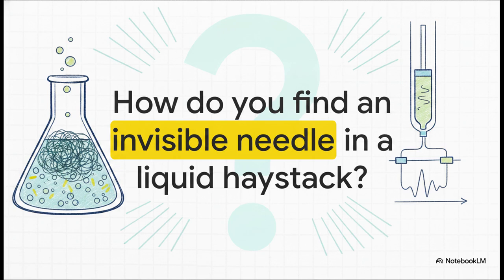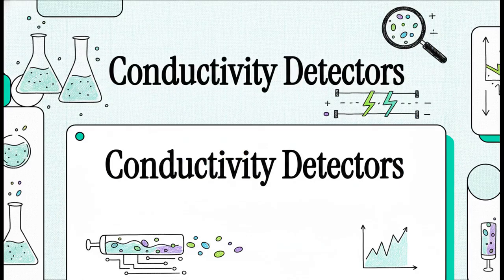Or more specifically, how do you detect incredibly tiny amounts of trace ions when they're floating around inside a liquid background that is chemically noisy and just completely overwhelming? It's a fantastic puzzle. Welcome to The Explainer. Today, we're demystifying conductivity detectors in ion chromatography to see exactly how scientists solve this incredible puzzle.